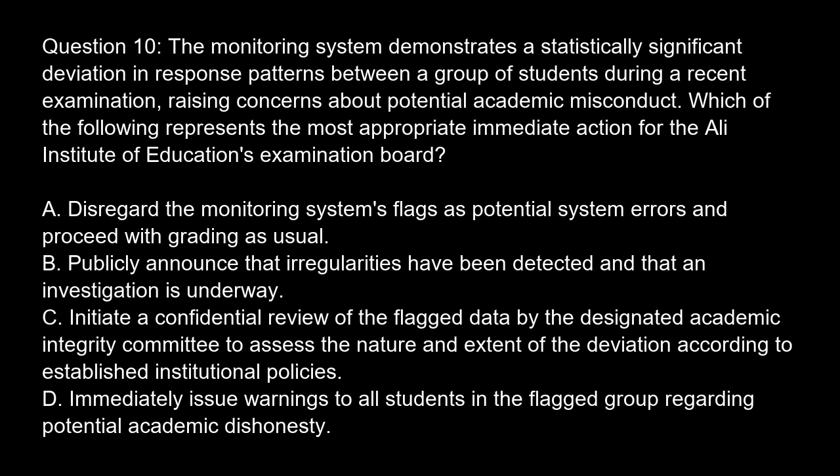Option A. Disregard the monitoring system's flags as potential system errors and proceed with grading as usual. Option B. Publicly announce that irregularities have been detected and that an investigation is underway. Option C. Initiate a confidential review of the flagged data by the designated Academic Integrity Committee to assess the nature and extent of the deviation according to established institutional policies. Option D. Immediately issue warnings to all students in the flagged group regarding potential academic dishonesty.